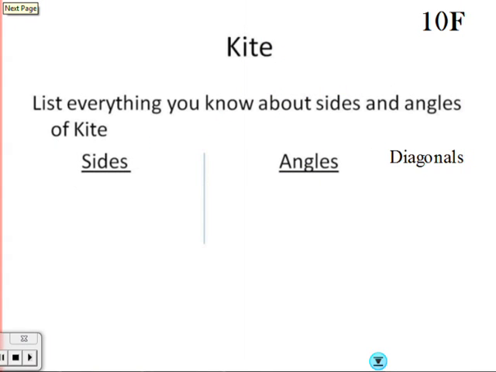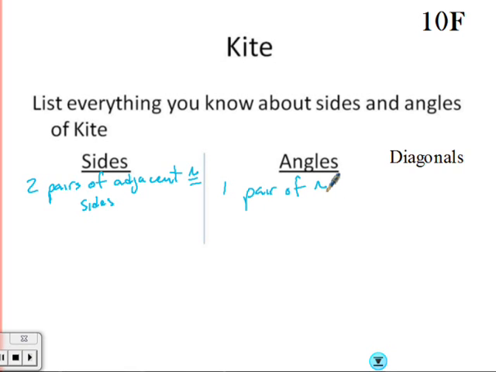All right, let's take a look at what's next. Kites. Everything you know about the sides and angles of a kite. The sides, we know that it's got two pairs of adjacent congruent sides. So a pair of sides next to each other that are congruent, and another pair. The angles, we know it has one pair of congruent angles. And the diagonals are perpendicular.